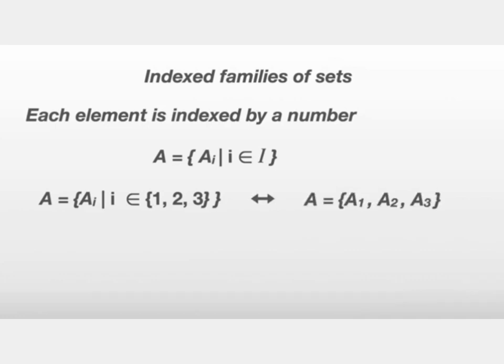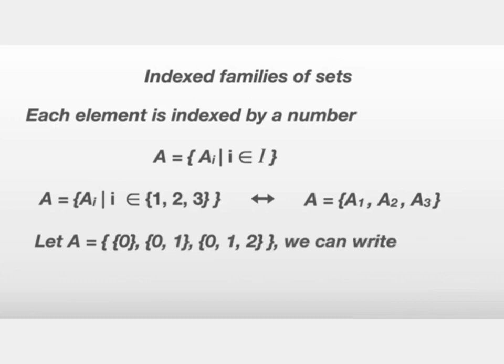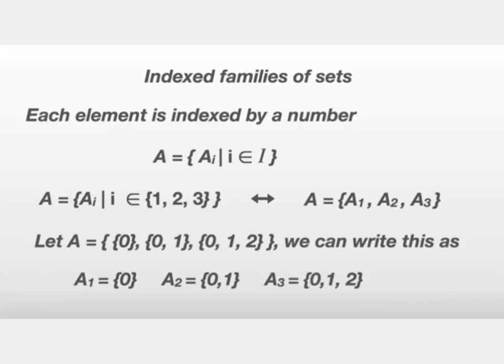And in some cases it might be easier to read if we package things up like this. If A is a set containing the set 0, the set 0 and 1, and the set 0, 1 and 2, we can write this as A1, A2 and A3, where A1 is the set containing 0, A2 is the set containing 0 and 1, and A3 is the set containing 0, 1 and 2.